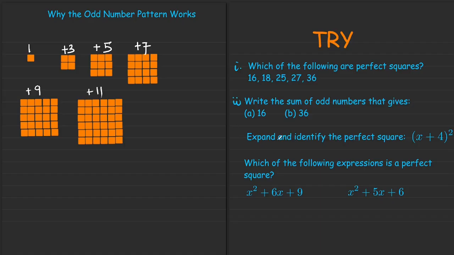We've gone through that. Now the next one says, expand and identify the perfect square (x plus 4) all squared. I've told you that for algebra, if you have the binomial and it's squared, the answer you have becomes your perfect square. Then which of the following expressions is a perfect square? You can only tell if you factorize. So if you factorize and it looks something like this, that is a term squared, then that makes it a perfect square.